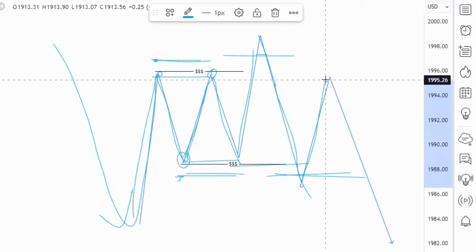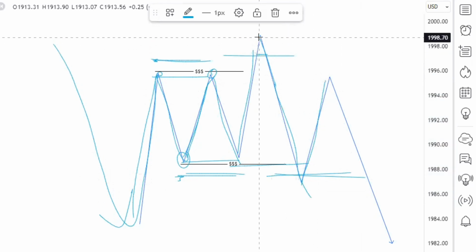Hey, it is not manipulation. You simply do not understand liquidity. And that is why you have been used as liquidity, bro. You simply don't understand liquidity. You simply don't understand structure. That is why the market uses you as liquidity. Sorry for that.